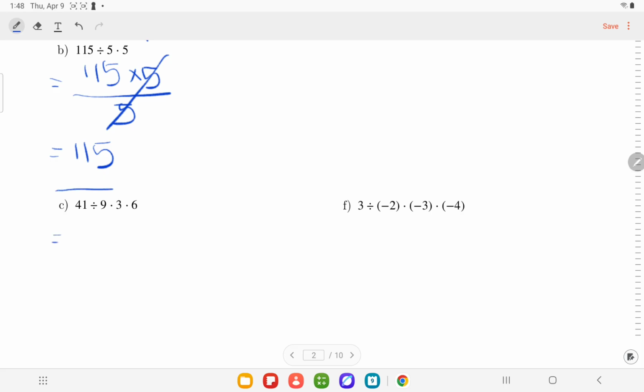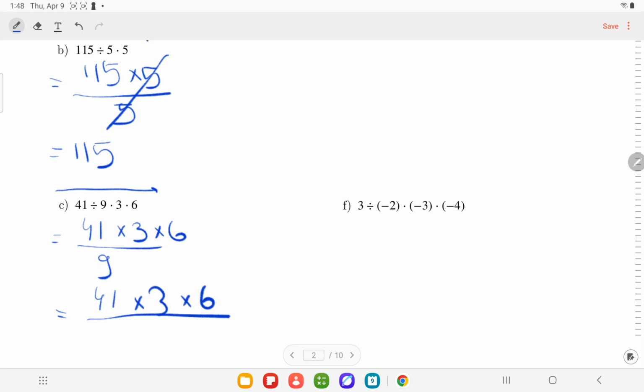Here, same idea. We're going from left to right. And we can write this like so. And we can split 9 into its factors. So 9 is equal to 3 times 3. And we can also split 6 into 3 times 2. So now you can visually see how the 3's will cancel out. And so we're left with 41 times 2, which is 82.